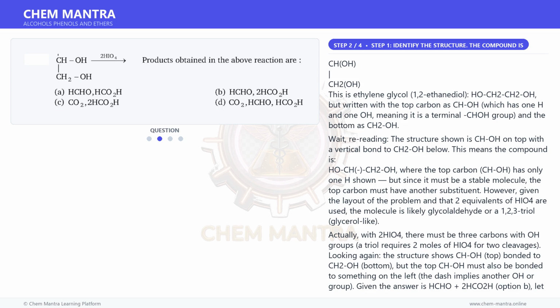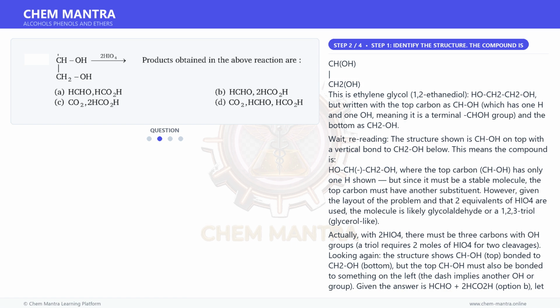CHO, vertical bar, CH2OH. This is ethylene glycol, 1,2-ethanediol, HO-CH2CH2-OH, but written with the top carbon as CHO, which has one H and one OH, meaning it is a terminal CHO group, and the bottom as CH2OH. Wait, rereading, the structure shown is CHO on top with a vertical bond to CH2OH below.